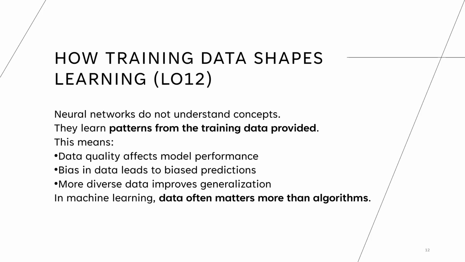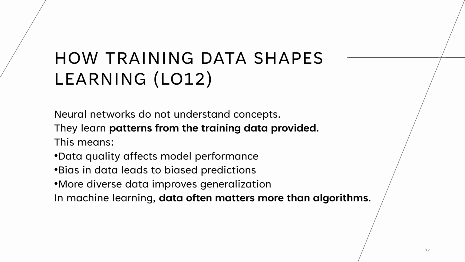Neural networks do not understand concepts in the way humans do. Instead, they learn patterns from the training data that we provide. During training, the network observes many examples of inputs and their corresponding outputs. By analyzing these examples, the network gradually learns relationships that allow it to make predictions.